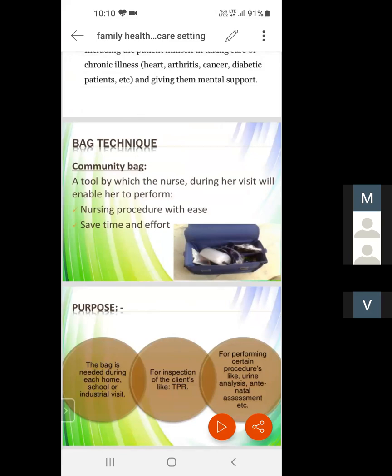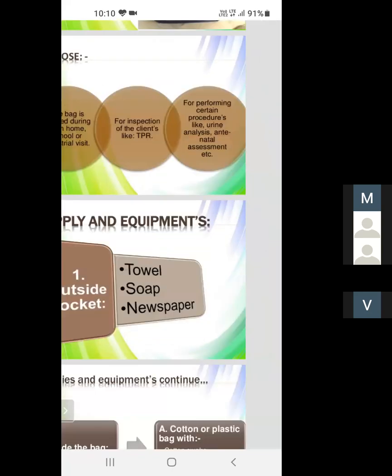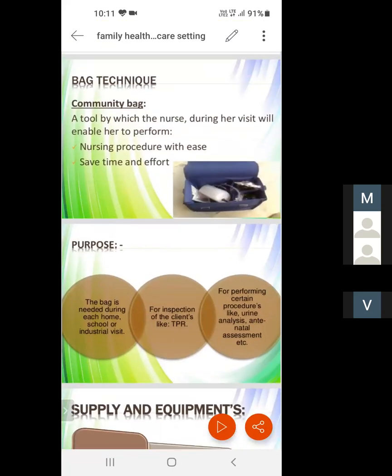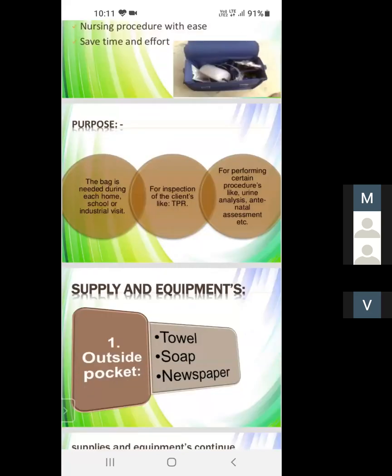Okay. Community bag: a tool by which the nurse during her visit will be enabled to perform nursing procedures with ease, safety, and saving of time and effort. So many articles are there in this bag. When we are going for home visiting, it means the community health nurse is going to a home for visiting purposes. That time we want to take the community bag also. Purposes: the bag is needed during each home, school or industrial visit for inspection of the client, and for performing certain procedures like urine analysis and antenatal assessment.